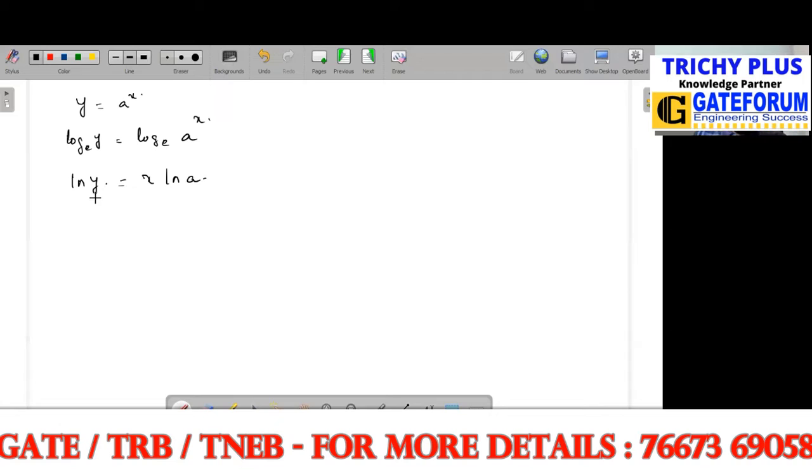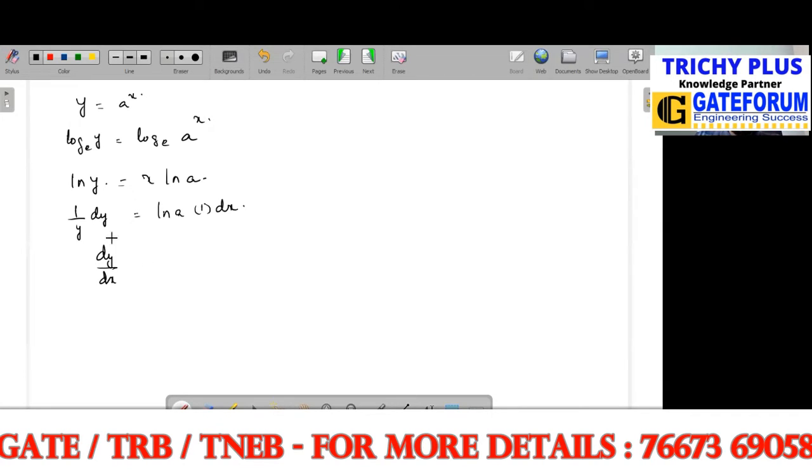Now we will differentiate on both sides. What is the derivative of ln y? If you differentiate, you will get 1 by y times dy. I'm directly differentiating. Now ln a is a constant, so if you differentiate x ln a with respect to x, you will get ln a times 1 dx, correct? Now what we want is just dy by dx.